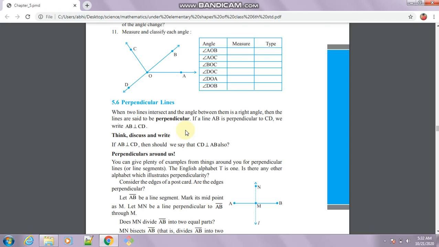See here, what do you mean by perpendicular line? When two lines intersect, and the angle between them is a right angle, then the lines are said to be perpendicular. If AB is perpendicular to CD, we can write it as AB is perpendicular to CD. See here, if I draw a perpendicular, you see it like this. You can observe this in your day-to-day life, where you are standing, at home, and when you are standing on the road.